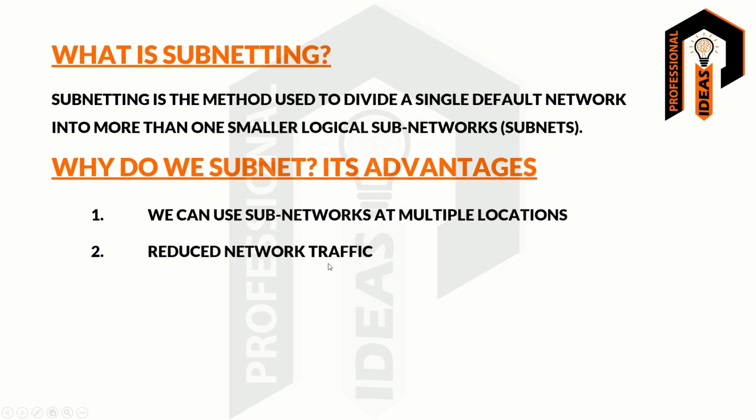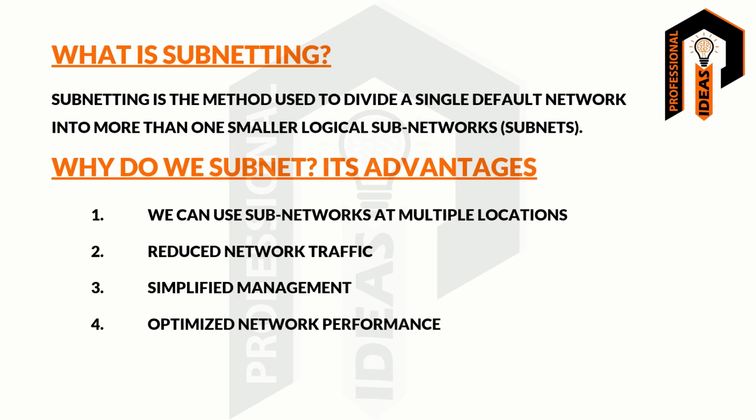Number 2, reduced network traffic. Subnets make networks more efficient. Through subnetting, network traffic can travel a shorter distance without passing through unnecessary routers to reach its destination. Number 3, simplified management. It's easier to identify and isolate network problems in a group of smaller connected networks than within one gigantic network. Number 4, optimized network performance. As a result of reduced network traffic, its performance is optimized.